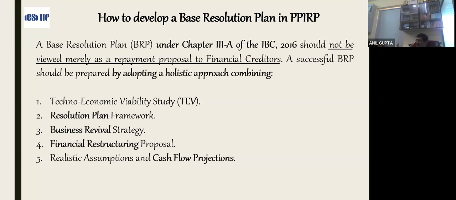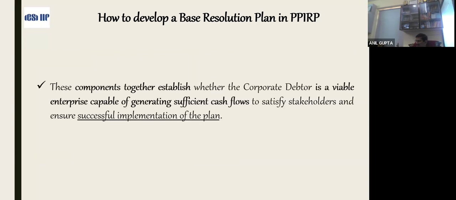And for the economic viability, you have to take the resolution plan framework. You have to understand the business revival strategy: how the corporate debtor is going to revive the business, what strategies it is going to implement, the financial restructuring proposal, and realistic assumptions and cash flow projections. All these things are to be taken into consideration. These components together establish whether the corporate debtor is a viable enterprise capable of generating sufficient cash flows to satisfy the stakeholders and ensure successful implementation of the plan.